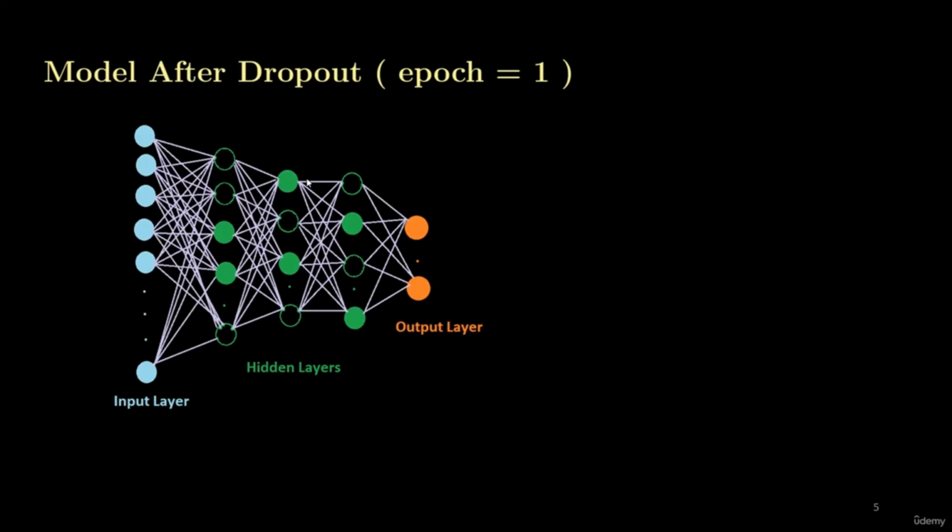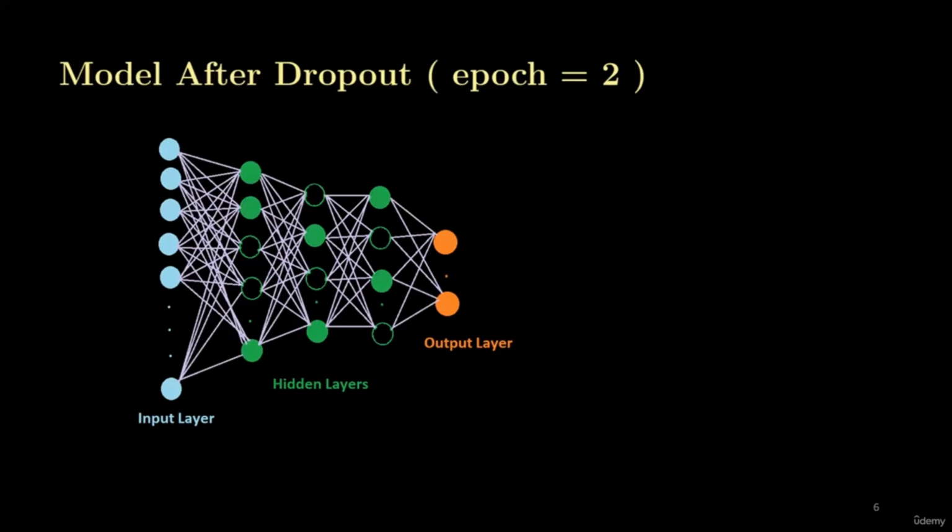So what happens after epoch 2? Now we can see that different neurons or nodes are selected. These neurons are not taking part in the learning, and previously different nodes were selected. So every time we run an epoch, different nodes are selected. In that way, the training of the model remains smooth and it will not enter the overfitting region. That is the intuition behind dropout.